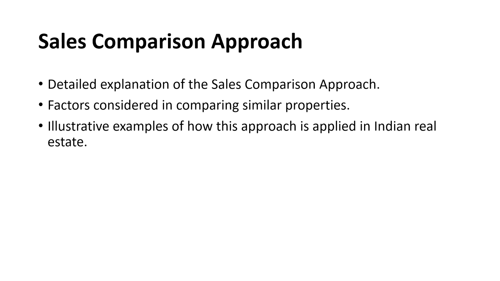Then we come to size and features. Comparable properties should have similar characteristics in terms of size, layout, number of bedrooms and bathrooms, amenities and overall condition. Then age and condition. The age and condition of the property, including any renovation or upgrade, are important factors in assessing its value relative to comparable properties. Sales data. Recent sales transactions are given more weight in the analysis as they provide a more accurate reflection of current market conditions.